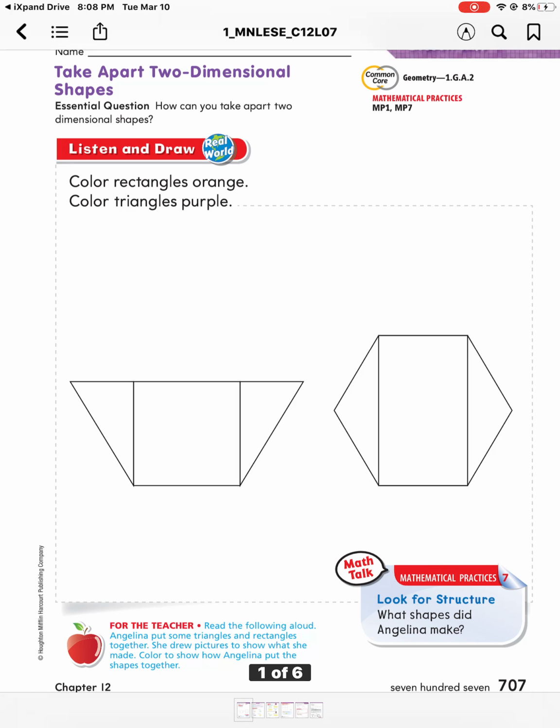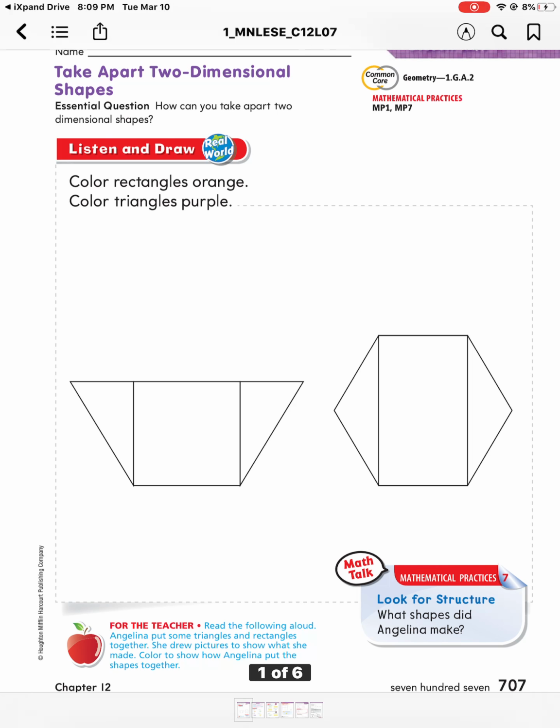Hello, my dear students. Today we are going to take lesson 12.7, take apart two-dimensional shapes. Now, how can you take apart two-dimensional shapes? Now, we have Angelina. Angelina put some triangles and rectangles together. She drew pictures to show what she made.